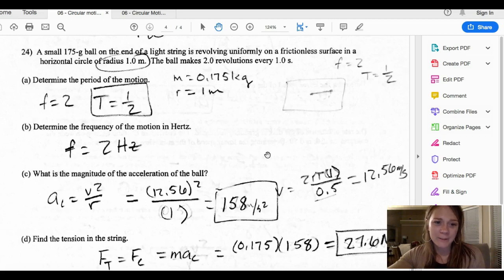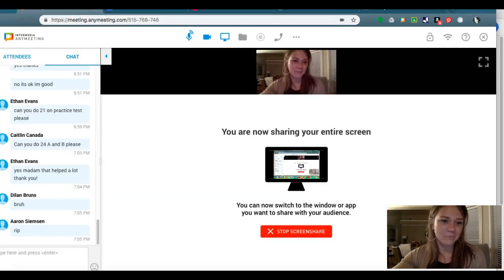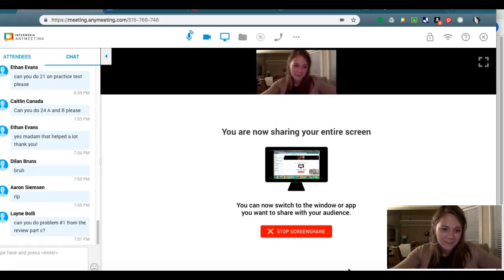B, determine the frequency of the motion in hertz. Again, frequency is just the inverse of period, and in fact, frequency is what they gave me in the problem. So I didn't have to do any work to figure that out. Awesome. Caitlin, did that help you?